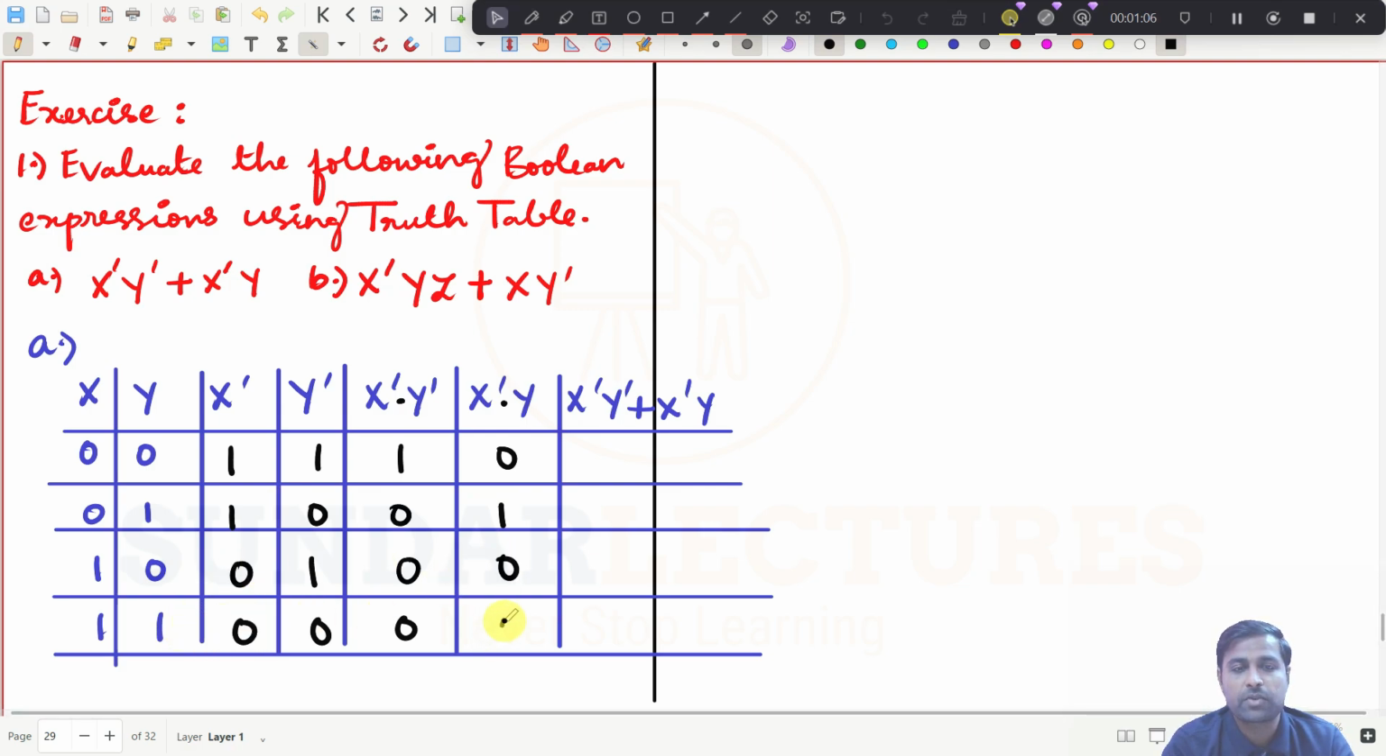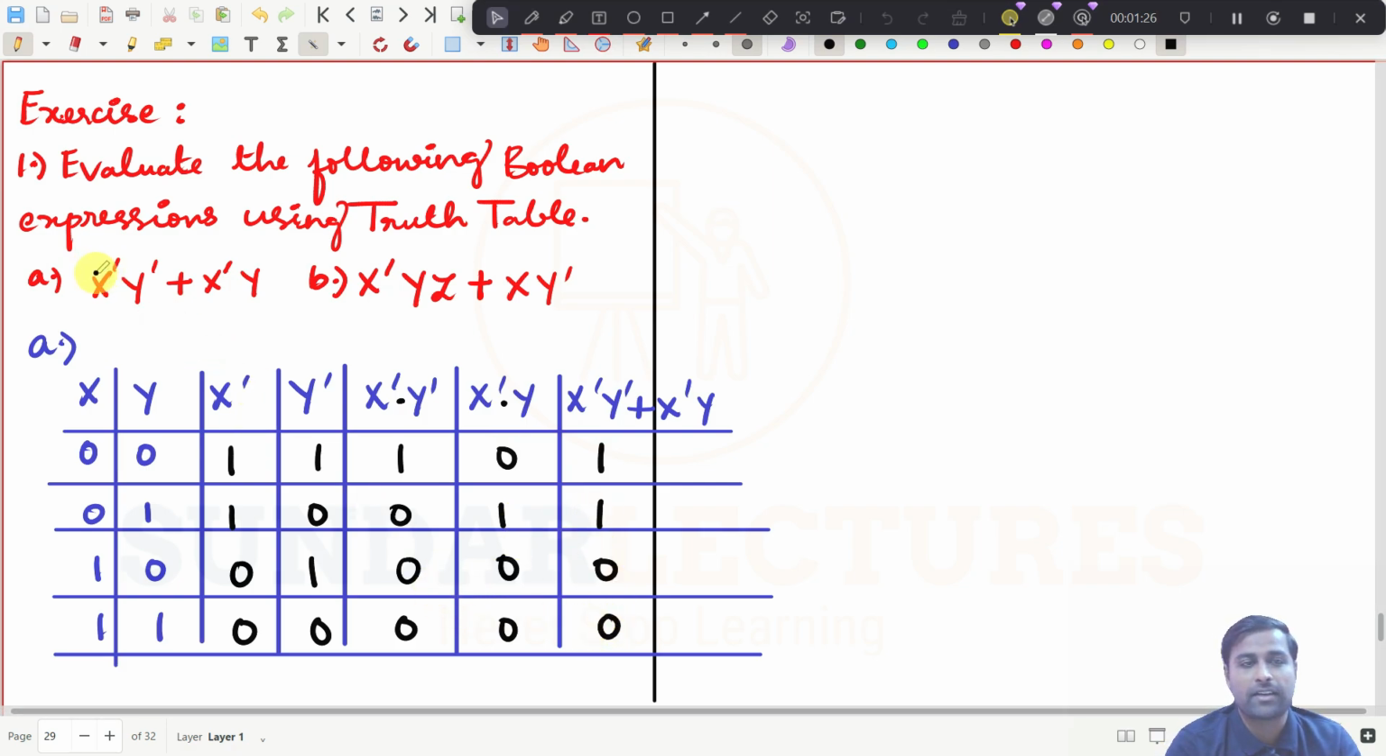If you multiply these two, again you will get 0. So now we have found what is x dash y dash and then x dash y. And you have to add these two now. Addition, right? So you have to put a plus operator. If you add these two, you will get 1. If you add these two, you will get 1. And if you add these two, 0, 0.